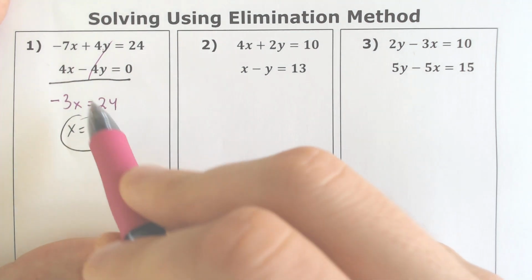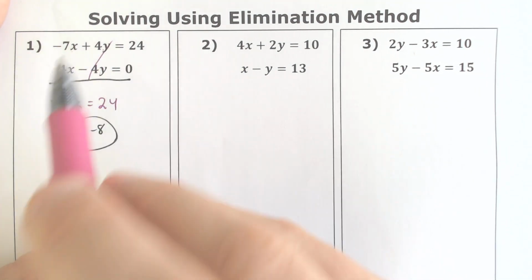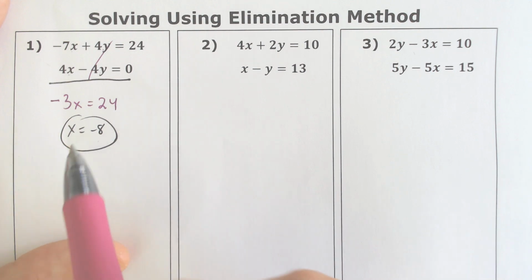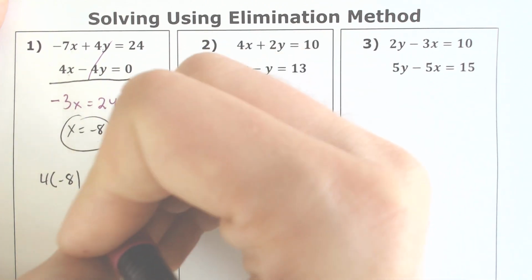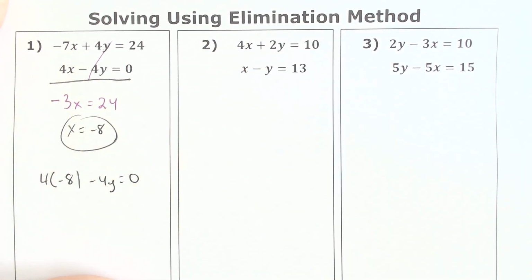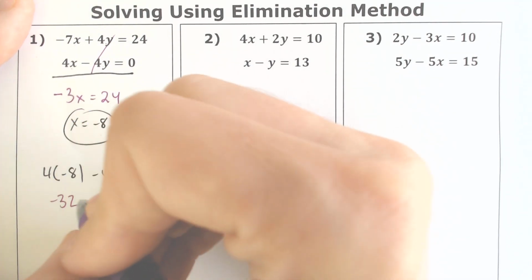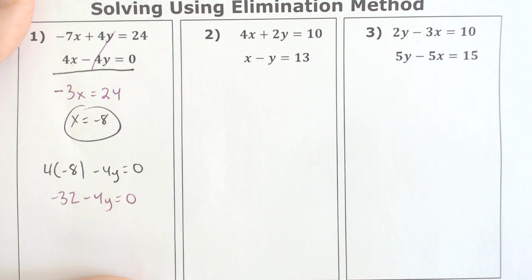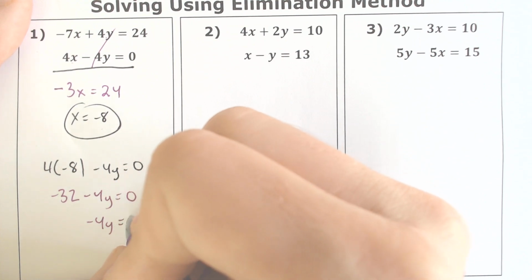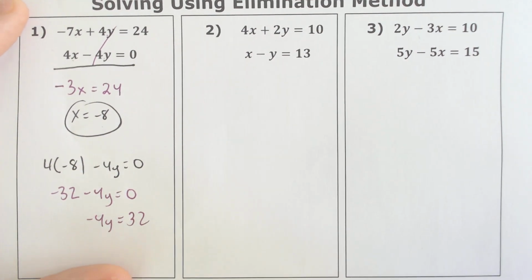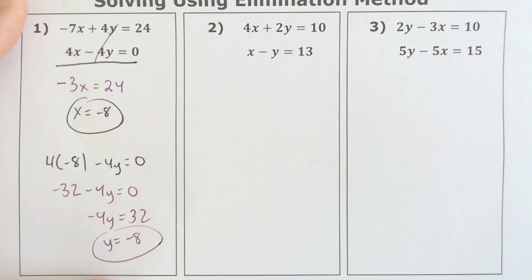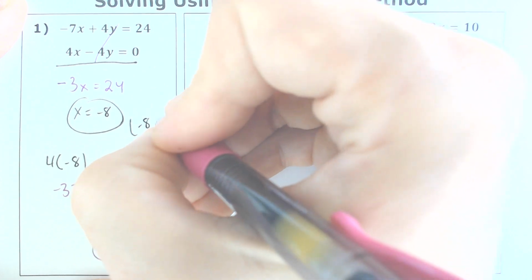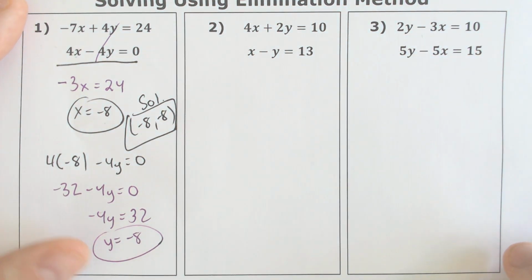Now we get to plug in the negative 8. We're still not done. Into the x or the y in the top or the bottom equation. I'm going to plug it into the bottom equation. We got 4 times negative 8 minus 4y equals 0. We end up with negative 32 minus 4y equals 0, which means negative 4y would equal positive 32 when we add that 32 over, which means y would equal negative 8 as well. Convenient, I guess. Negative 8 comma negative 8 would be your x comma y solution to the problem.